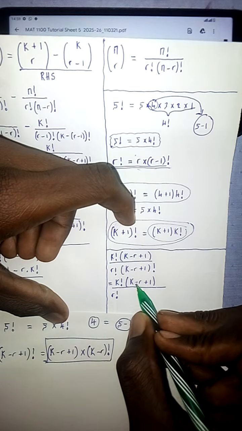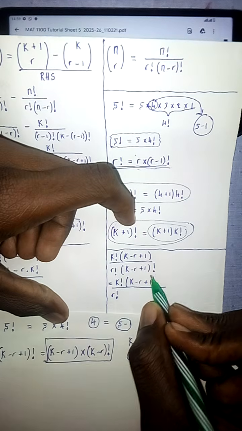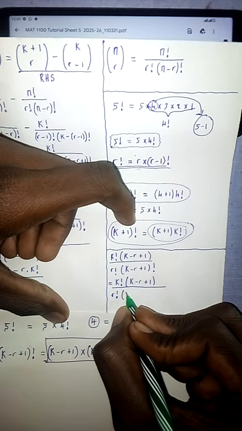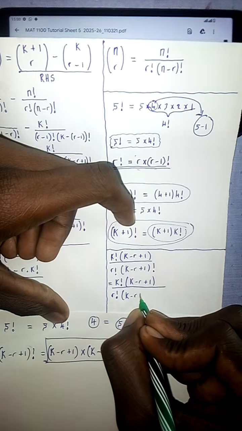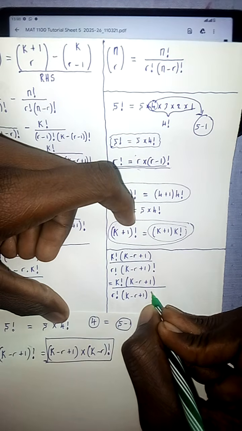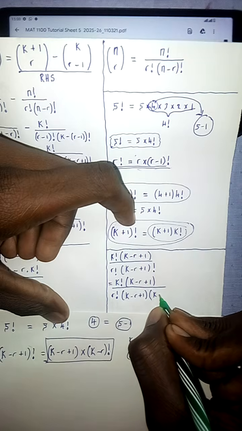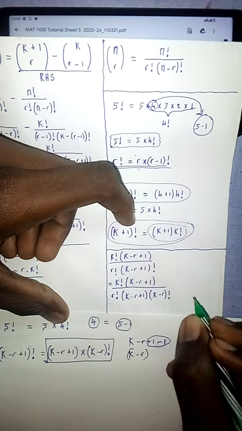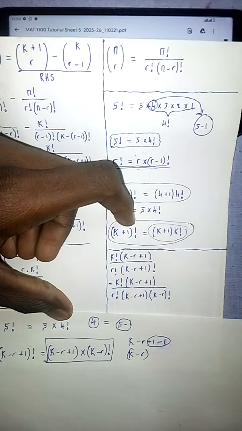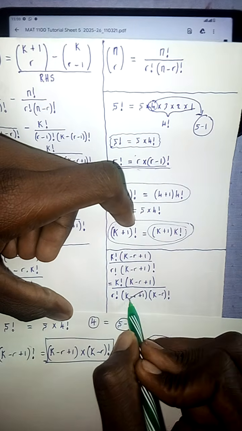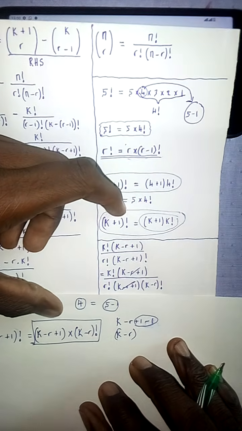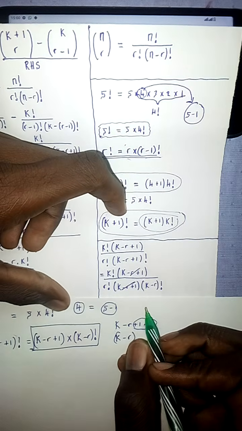Okay, so this thing is equivalent to this. So k minus r plus 1, multiplied by k minus r factorial. Now here we can say, wow, this one and this one are common. You can see that these two are common.